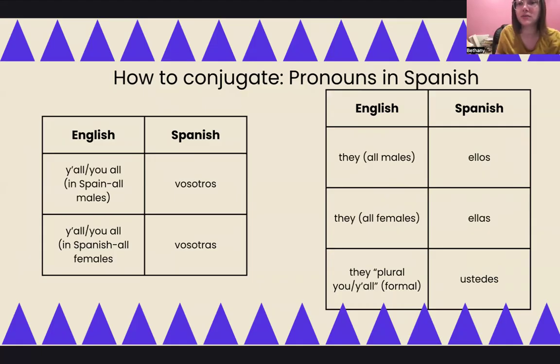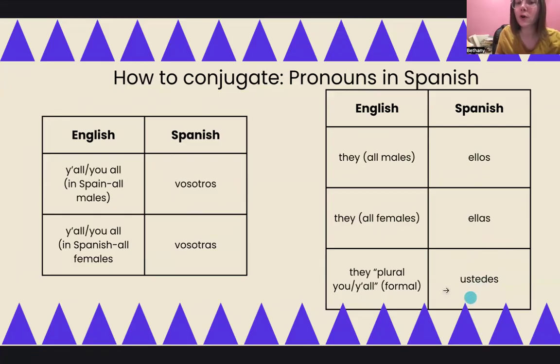I want to hear ellos, ellos. And if it's they, all females, ellas, ellas. Notice the difference with él, he, with an accent, versus ellos, where the plural of ella, she, is just ellas, and you add that s.